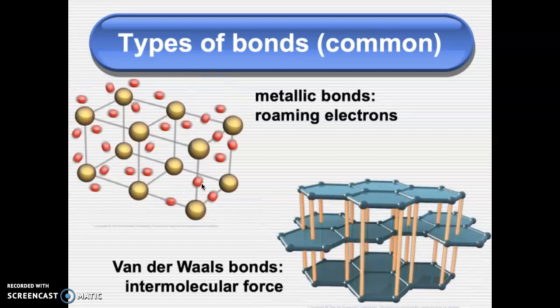The next 2 bonds that we're going to show you, a little less common, but still pretty common, we find them in a lot of minerals, are metallic bonds where the electrons kind of roam around, and what's referred to as van der Waals bonds, which is driven by the intermolecular force. And you'll notice it's got some sheets of atoms here that are actually bonded together more strongly, but between the sheets is where you find the van der Waals bonds.